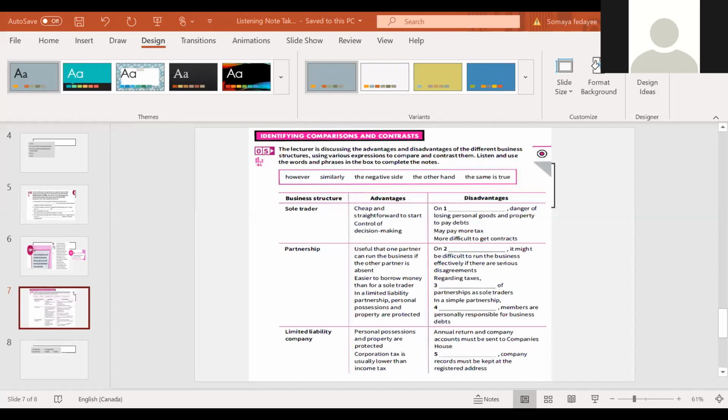So, let me summarize the differences and similarities between each business structure. On the one hand, it's fairly simple and inexpensive to set up as a sole trader. You don't have to worry about lots of administration and financial organization, and you can keep total control of your business and decision-making. On the other hand, you may end up paying more in tax than you would as a limited company. You are personally responsible for your debts and losses, and it might be more difficult to get valuable contracts if your business does not have limited liability.